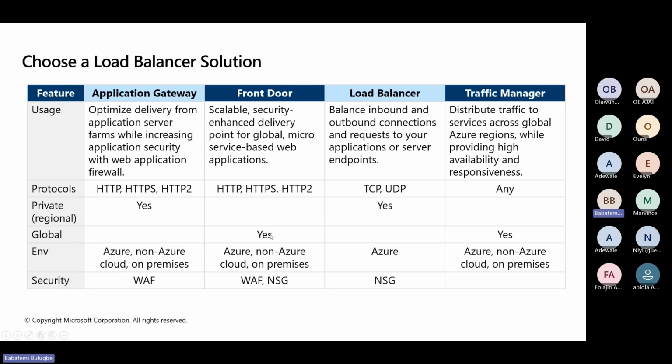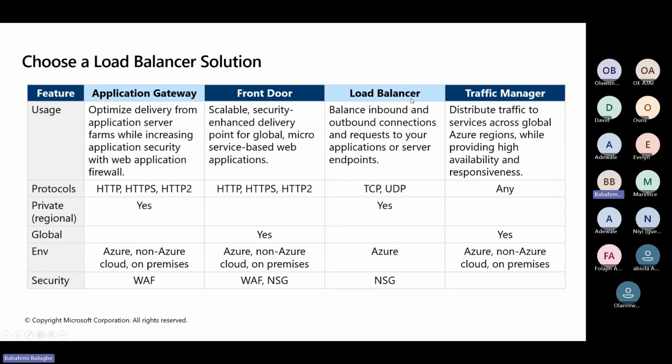And Front Door has additional security, which is the network security group. So Front Door comes with an NSG, because it comes with its own network where you can set an NSG on the subnet. Same thing with the load balancer. This is the application load balancer, and you can see the protocol is different because it doesn't work with the web. You can see TCP and UDP, and this is also private.